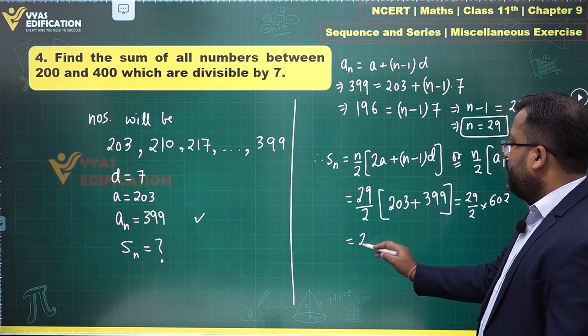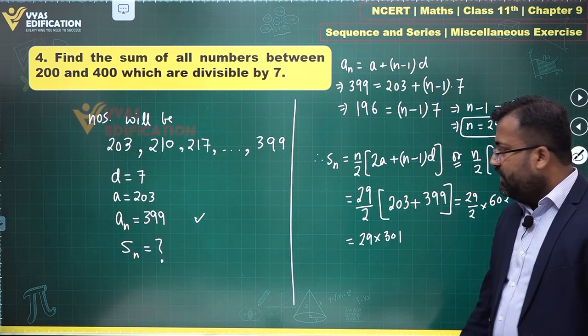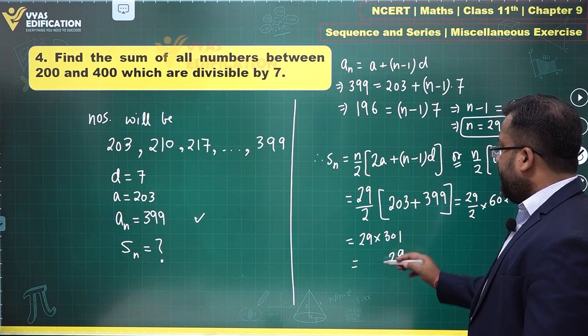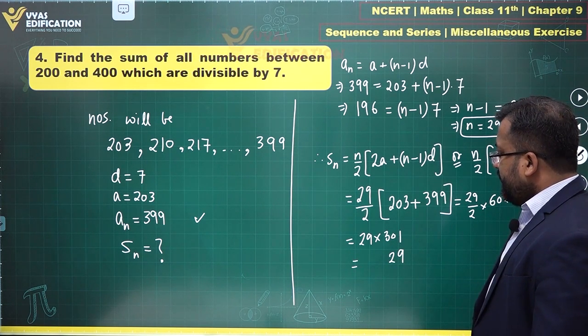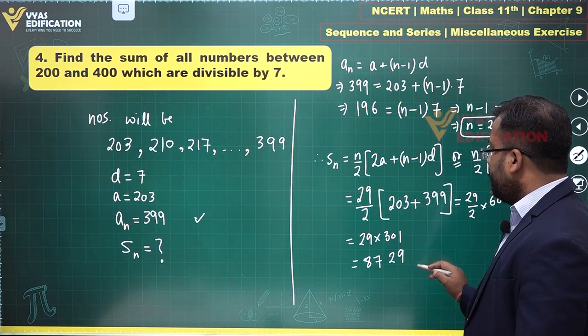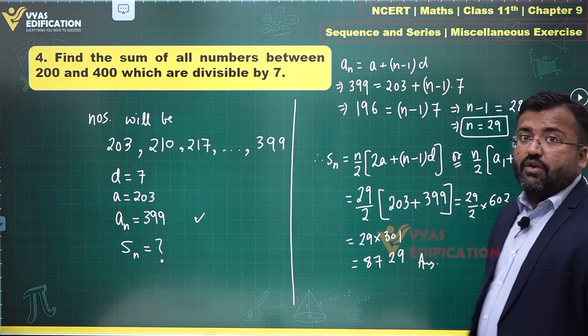What is that? 29 into 301 is what I get. Right? Let's multiply that. 29 into 1 is 29. 29 into 0, carried forward is 2, will come over here. 29 times 3. What's that? 87. So this is 8729, and that is my required answer for this question number 4, as you can see over here.